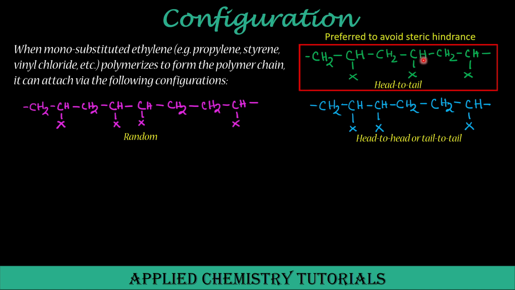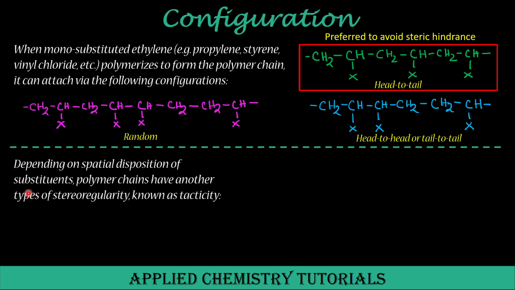So among these three configurations, the head to tail configuration is the most preferred one to avoid steric hindrance, because the substituent groups are equally spaced, so they won't repulse each other. So this is the sterically preferred configuration.